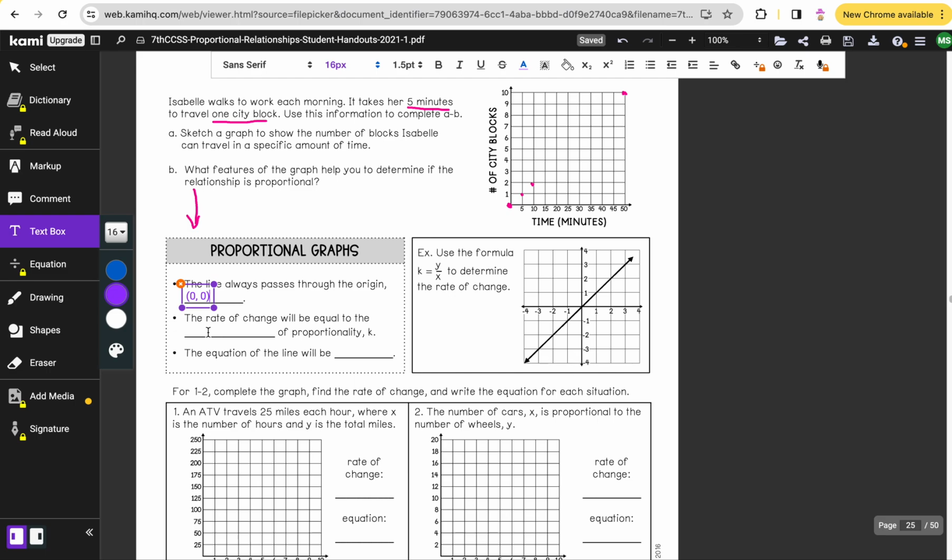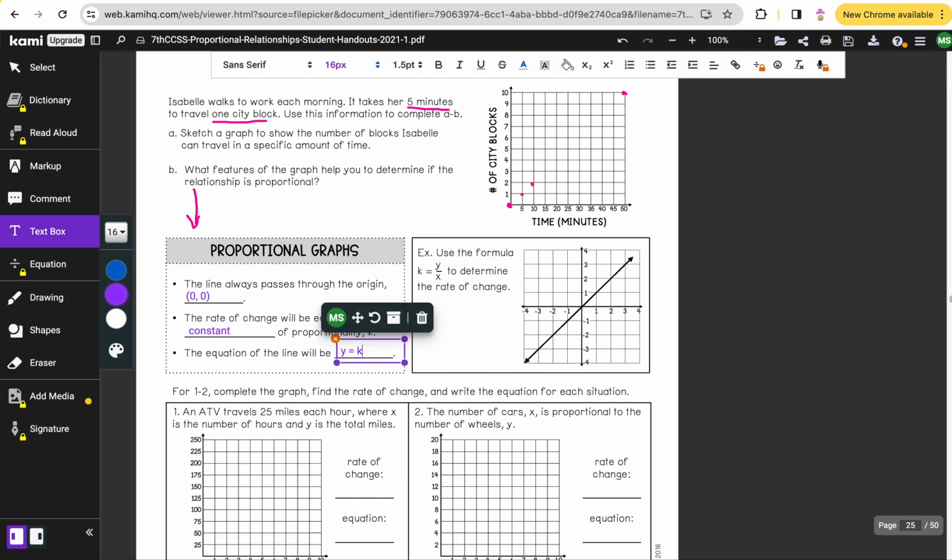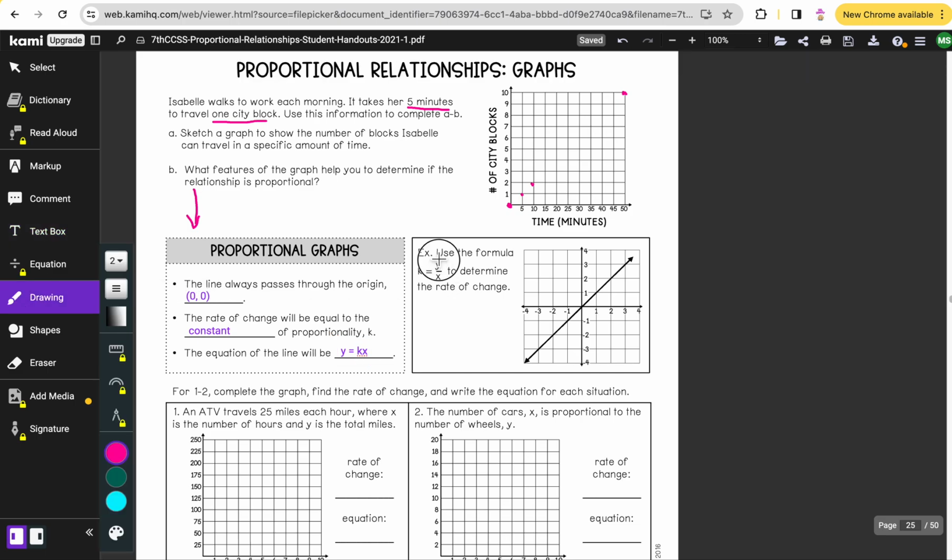The rate of change will be equal to the constant of proportionality. So we've already talked about rate of change on one of our other sheets. We've already talked about constant of proportionality, so we're just saying that those two things are equal. And the equation of the line will be the equation for a proportional relationship, y equals kx, remembering that k equals y divided by x. So how do we find the k when we only have a graph? Maybe we don't have a table.